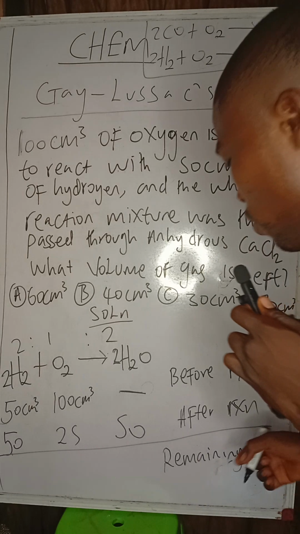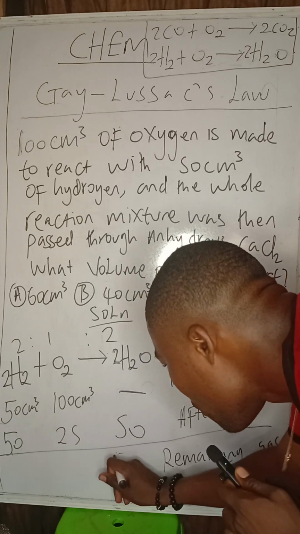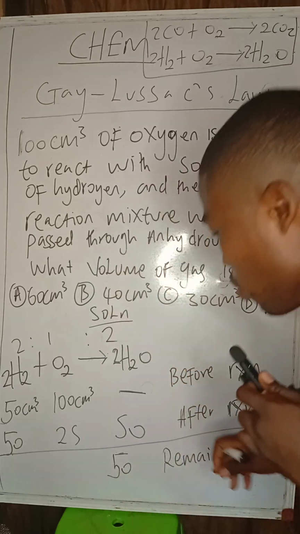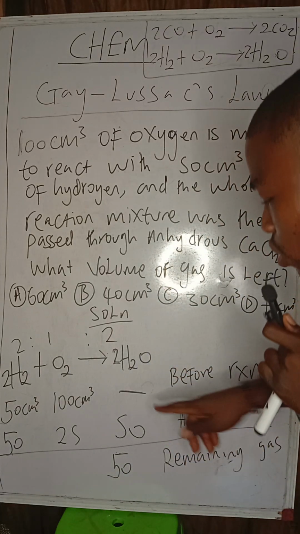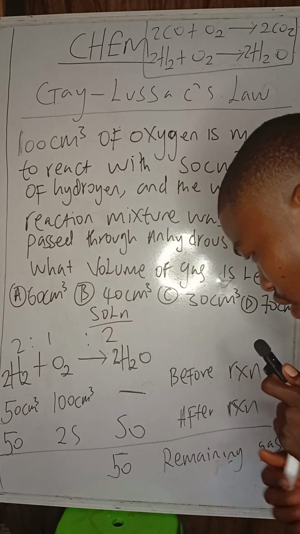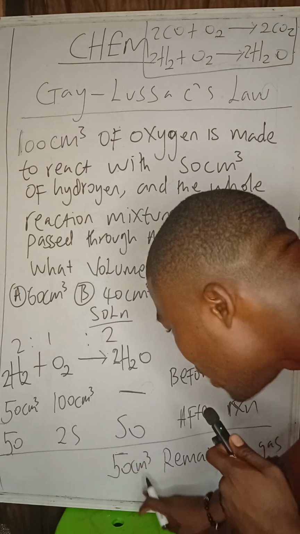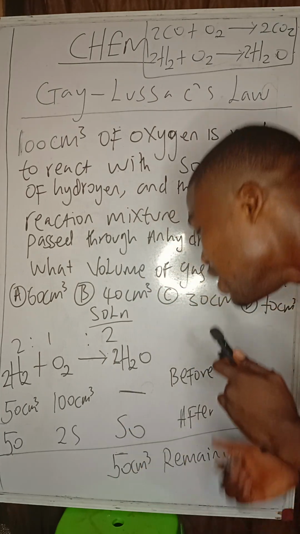At the end of the day, for the remaining gas, what you normally do is subtract. Some of us are going to be doing 0 minus 50, but no, just find the difference. So that should be 50 cm³. That's 50 cm³ of hydrogen remaining in the mixture added.